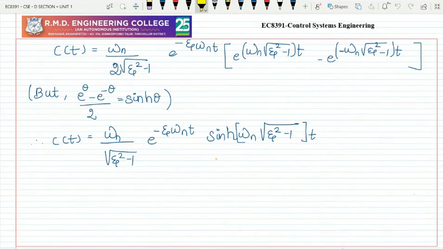Okay, so both s1 and s2 have the common term e power minus epsilon omega nt, so keep it as common. Then the remaining two terms I have to put like that. Now we have one simple formula: e power theta minus e power minus theta by 2 equals sinh theta. It is the hyperbolic sine formula. The same thing we are going to introduce here. Consider this one as e power theta and this one as e power minus theta. The 2 will be outside anyway. After substituting this sinh formula, your final answer will be like this. So this is for your third case, the overdamped condition.